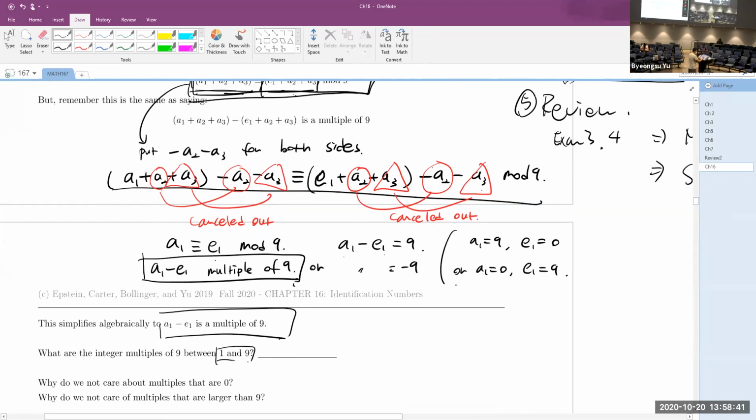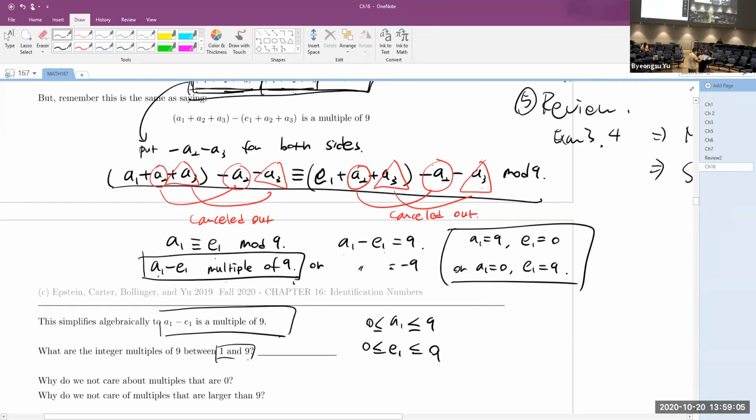And from here to get here is just a brute force, right? What I mean by brute force is that you can just put in some numbers, right? But in this case, A1 is from 0 to 9, and E1 is also from 0 to 9. So if it is a multiple of 9, then A1 minus E1 should be inside of minus 9 to 9, right? Because they are a difference, and E1 cannot be a negative number.